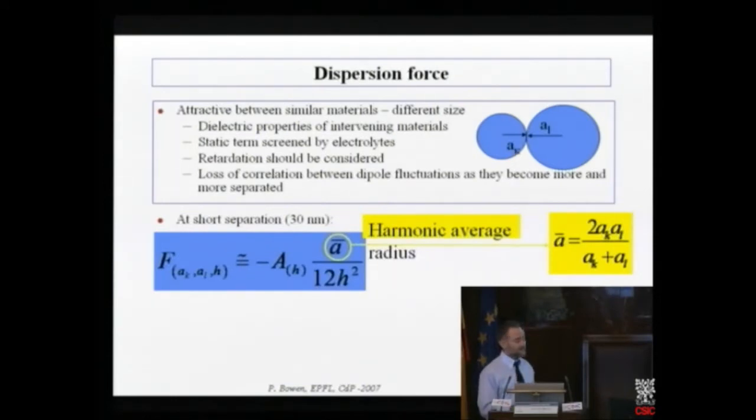particles of a different size. So we have the harmonic average radius, which is this formula here, and our attractive force depends on the Hamaker constant, the distance between the surfaces, and the different sizes.